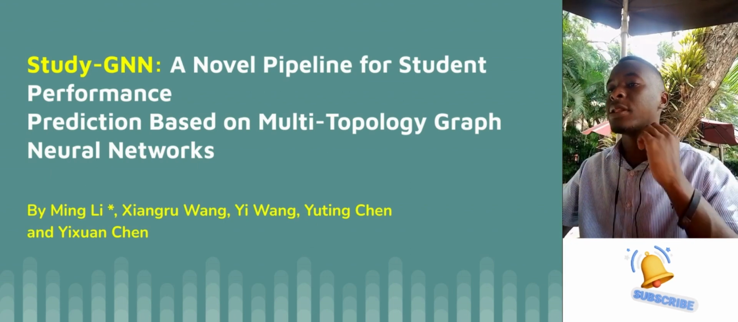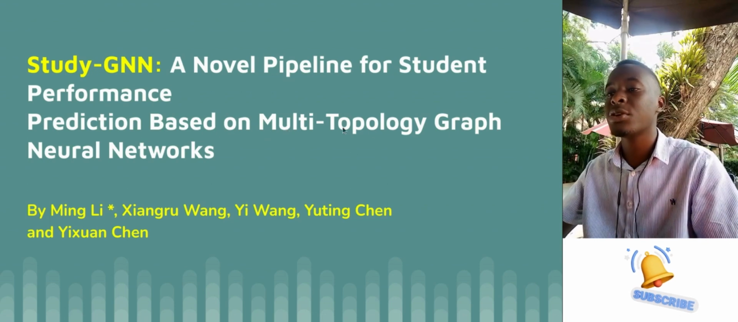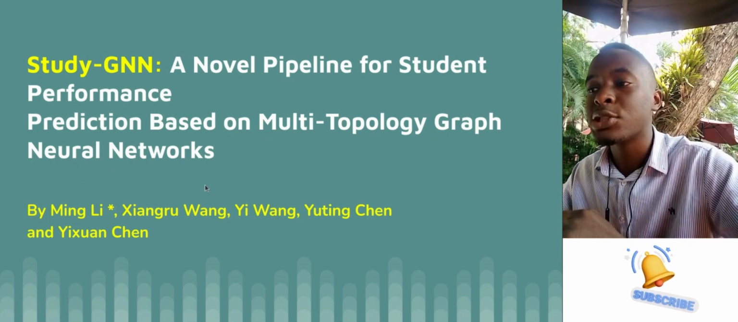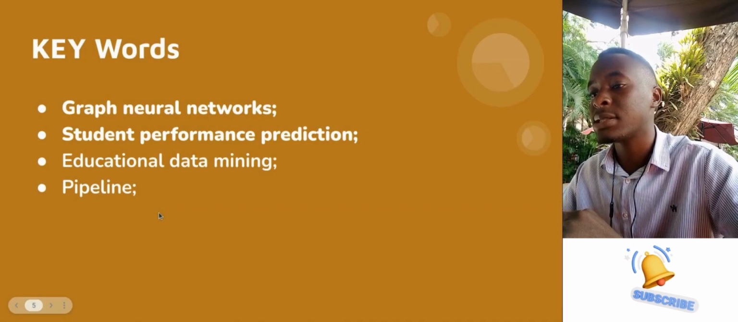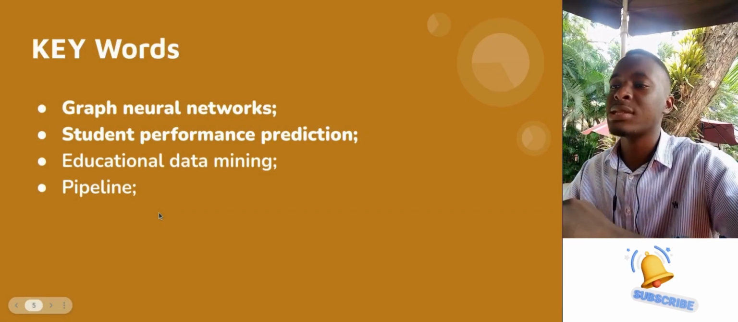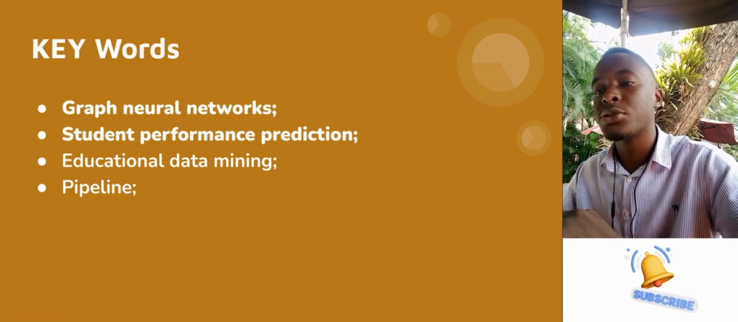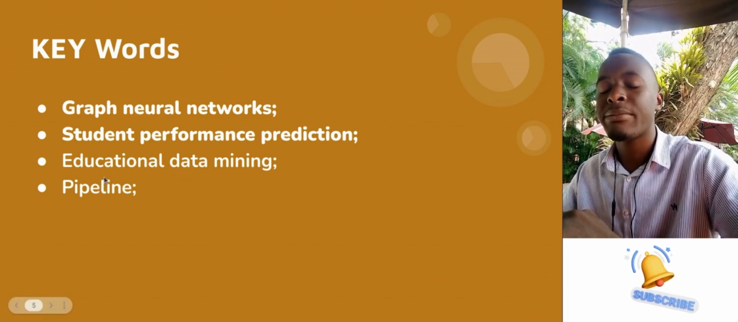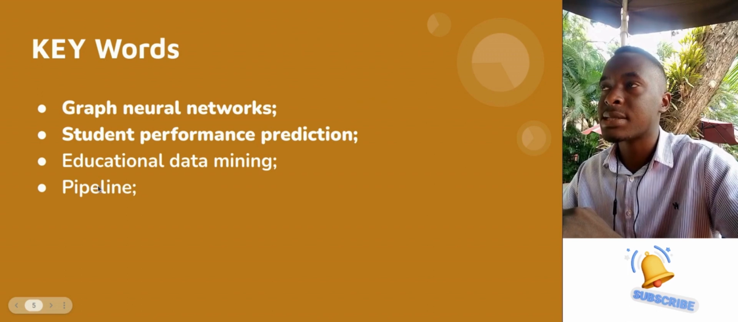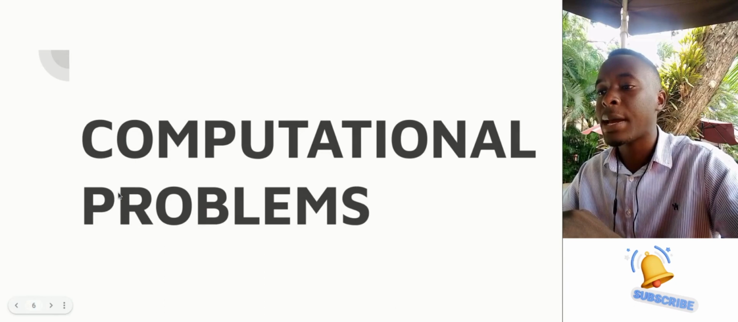So the paper that we are reviewing is called a novel pipeline for student performance prediction, and we shall be focusing on multi-topology graph neural networks. These are the authors, Ming Li. I guess they were Chinese, but let us get started. Those are the keywords in the presentation, so we're going to get a lot of graph neural networks, student performance prediction, and educational data mining, which is as simple as getting students' data and extracting meaning out of it, then a pipeline.